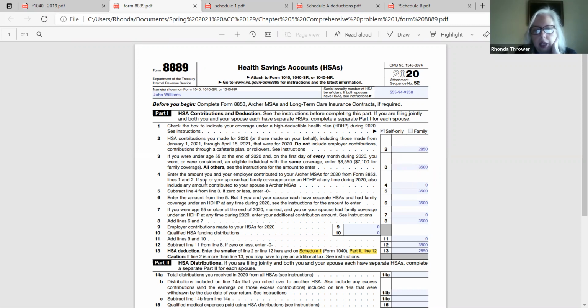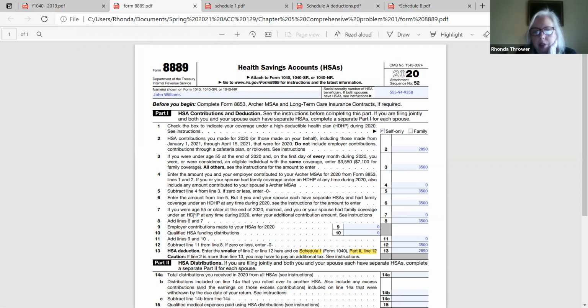In line 4, we're going to enter the amount that you and your employer contributed to your Archer MSA for 2019, and there was nothing that the employer contributed. So line 5, we're going to subtract line 4 from line 3, and that leaves us with 3,500 to enter on line 5. And then on line 6, enter the amount from line 5, because he was the only one that was carrying a high deductible health plan in his family. He's going to enter the 3,500 again.